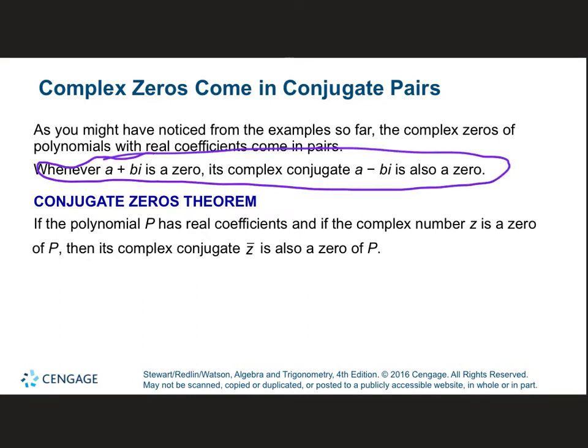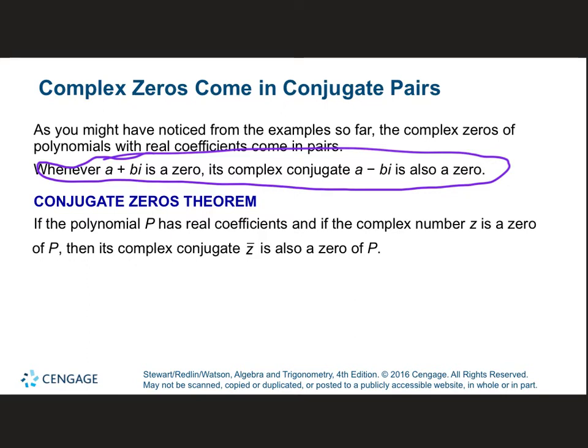Whenever a plus bi is 0, its complex conjugate a minus bi is also 0. Okay, remember that. You guys got that? We talked about imaginary numbers. You talked about these in Algebra 2 for sure. Does anyone remember just hearing about complex conjugates? Crickets. Okay, so nobody remembers what a complex conjugate is.